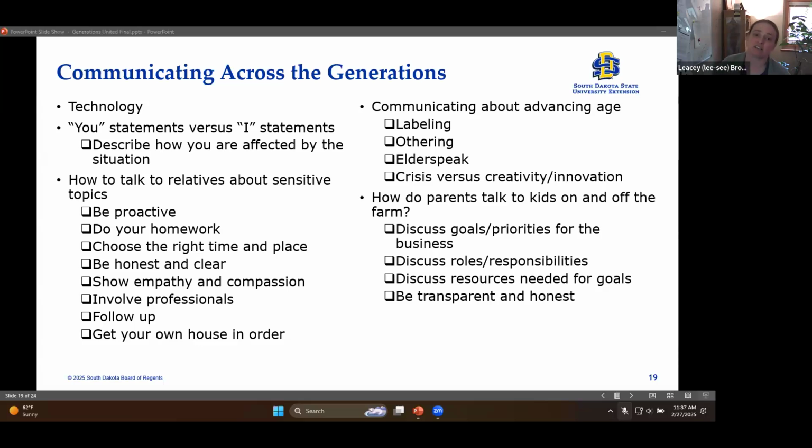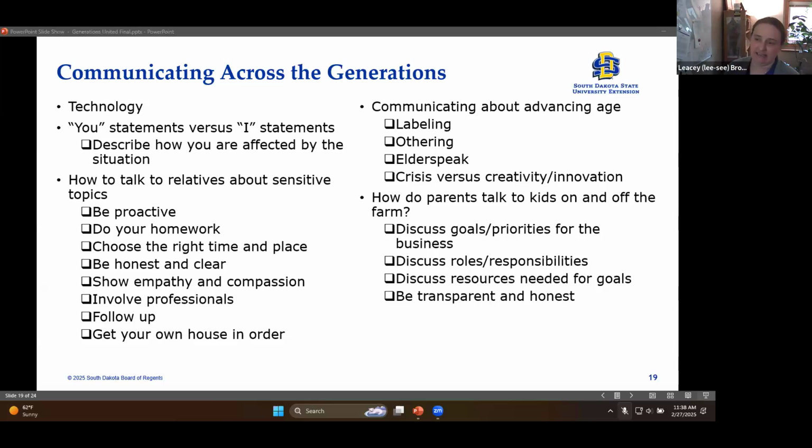So, how to talk to relatives about sensitive topics. Be proactive. If you are seeing something that is concerning, your loved one is using farm equipment and they're making mistakes that could be fatal, be proactive. Don't wait for something to happen. Do your homework. If you're starting to notice problems with driving, problems with paying bills, you've got to start keeping a journal. You've got to start writing this stuff down so that when you are trying to talk about it, you have examples of what's going on that's concerning.